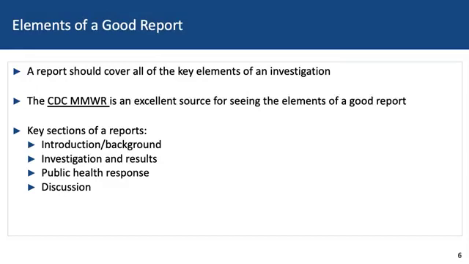It's important to report what we've done. A report should cover all key elements in an outbreak investigation, so all of the steps we've discussed in this module. The CDC's MMWR is an excellent source for seeing the elements of a good report. Every week, there are many outbreak reports there that follow a typical course. Key sections of the report are the introduction and background, investigation and results, a characterization of the public health response, and some discussion to put it in the larger context of disease control.